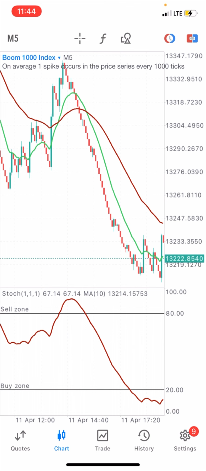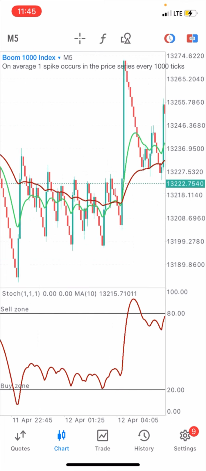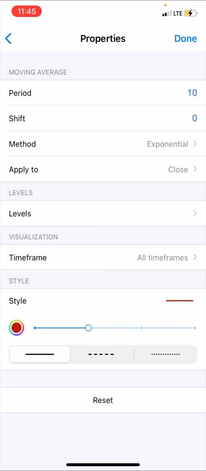You click done, and you have these levels, guys. You have the sell zone and the buy zone appear on your chart. All right, the next thing would be the moving average, guys. So period 10, shift 0. Remember, this time around you are adding the moving average to the indicator window 1.